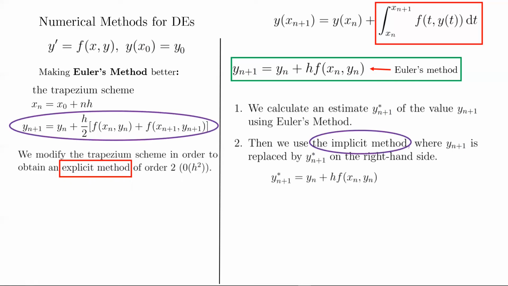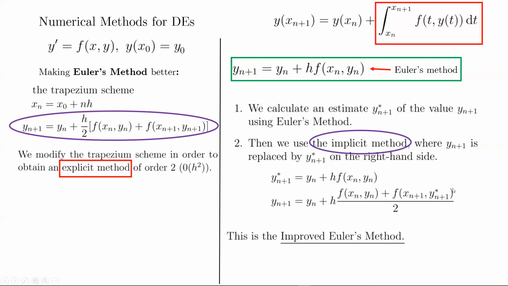So I'm going to write yn plus 1 star is equal to Euler's method, so calculated using Euler's method. Yn plus 1 is equal to yn plus h over 2 times f of xn, yn plus f of xn plus 1, yn plus 1 star. This method on the right here is called the improved Euler's method, and it is an example of a predictor-corrector algorithm, or predictor-corrector method.